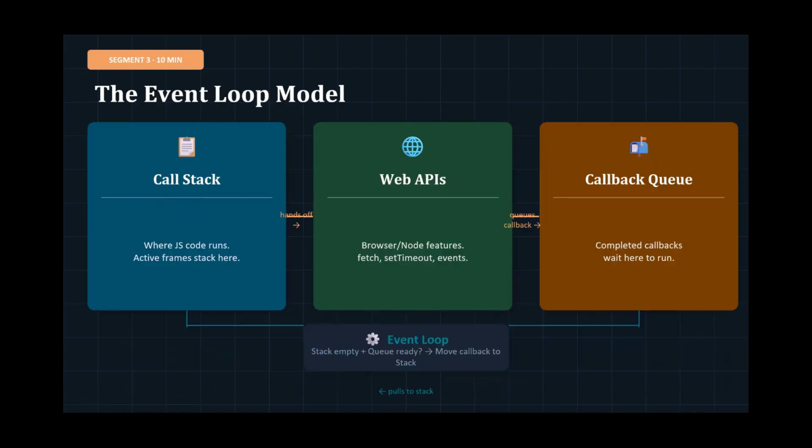Here's the model. You have a call stack where your code runs. You have web APIs, browser-level features like setTimeout, fetch, and DOM events that live outside the JS engine. And you have a callback queue, a waiting room for functions that are ready to run once the call stack is empty.